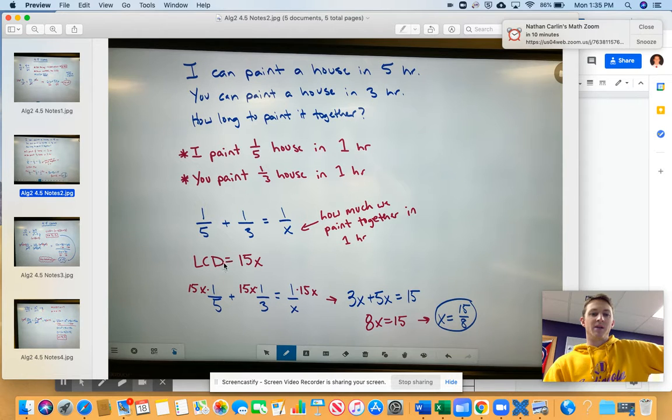Our least common denominator is 5 times 3 times x, which is 15x. And we're going to take that 15x and multiply by every single fraction in here, as you can see. That's going to come out to 3x plus 5x equals 15. Combine these, that's 8x equals 15, and x equals 15 over 8.